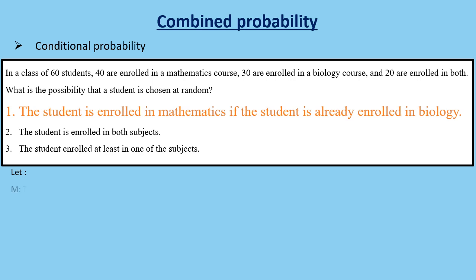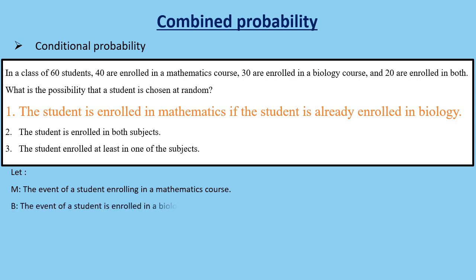Let's start by assigning the letter M to the event of a student enrolling in a mathematics course, and the letter B to the event of a student enrolled in a biology course. In fact, the first request in this problem is a classic case of conditional probability, because we want to know the probability that a student is enrolled in the math course if he is already enrolled in the biology course, and we can express it in mathematical notation. We write it like this, which we read as the probability of event M given event B, which means the probability of event M if event B already happened.